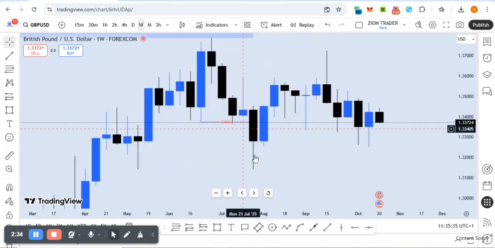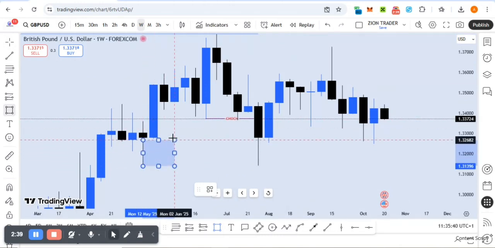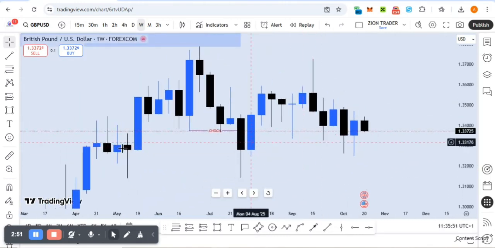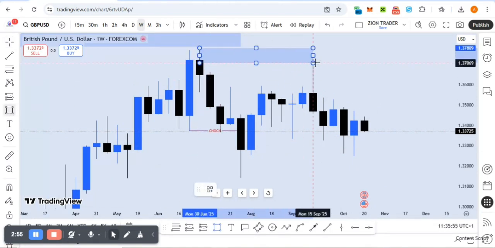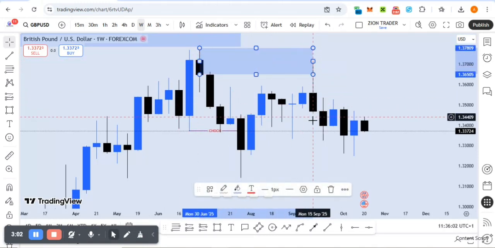So after this change of character happened, price traded into this. Actually this is a POI that many could have taken advantage of and bought from, but knowing that it's actually a retracement, you don't necessarily have to take it. But we are bearish, right? So now price came back into the weekly time frame POI right here, which is the order block, and then we can see price has been selling.